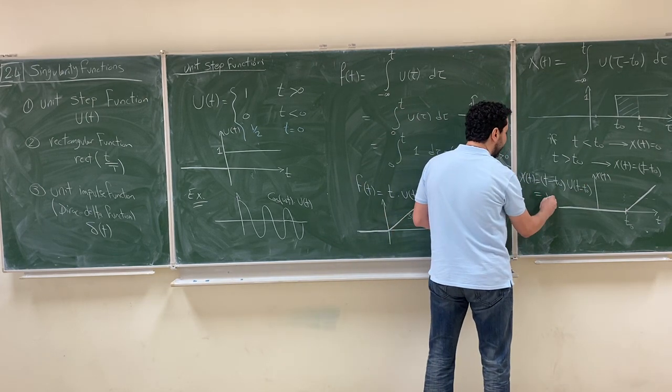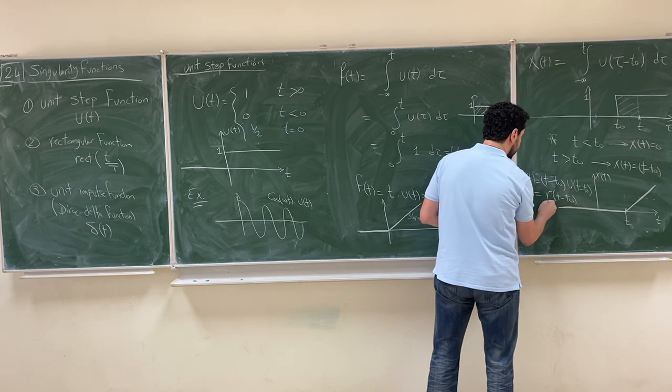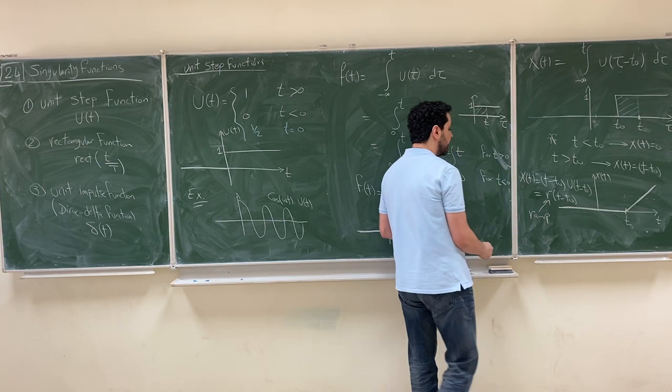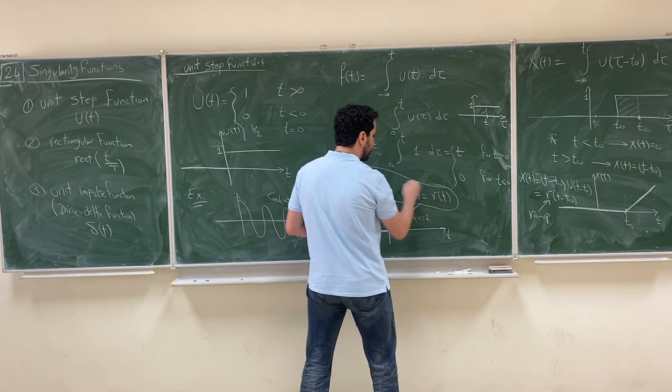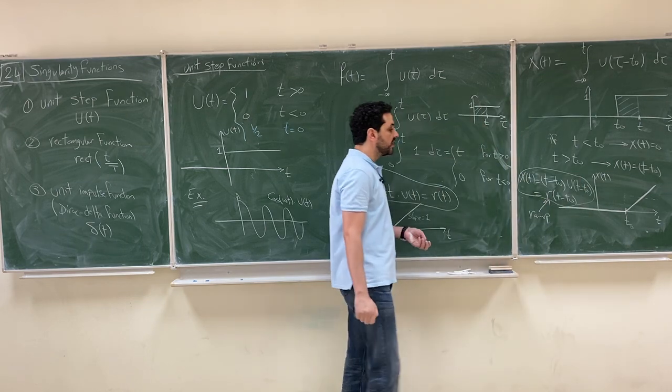This is what we call a ramp function, ramp of t minus t naught. So this is a ramp function shifted up to t naught. Okay? So the integration of a unit step is a ramp function. The integration of a unit step shifted is a ramp function shifted.